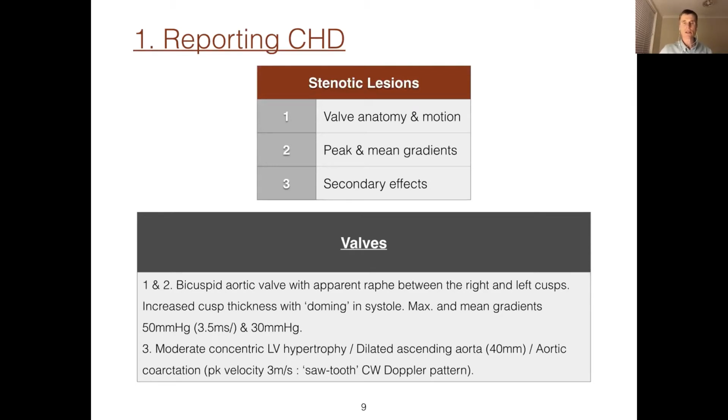Now, that's not to say that you write all this in one paragraph. The report may be structured in a way that doesn't quite enable that. But if there is the possibility to make a summary, and you're wanting to answer the indication, these are the things that somewhere in your report you want to make very clear if you're reporting a bicuspid aortic valve.